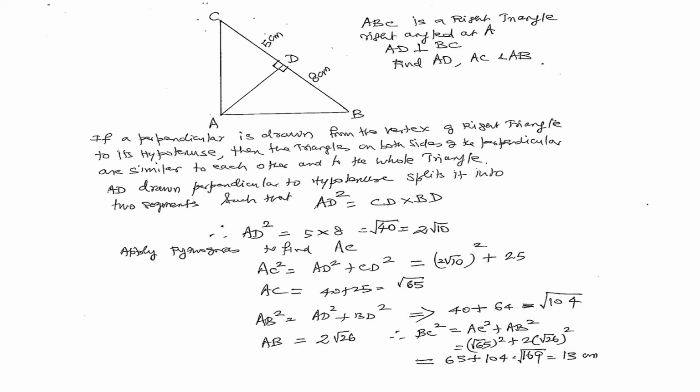Therefore, AD squared is equal to 5 into 8, which is equal to 40, so AD is root 40, which is equal to 2 root 10, the side length of AD. Apply Pythagoras theorem to find AC. AC squared is equal to AD squared plus CD squared, which is equal to (2 root 10) squared plus 5 squared. Therefore, AC is equal to root 65. AB squared similarly is equal to AD squared plus BD squared, that is 40 plus 64, root 104. BC squared is equal to AC squared plus AB squared. That takes us to root 169, which is 13 centimeter.